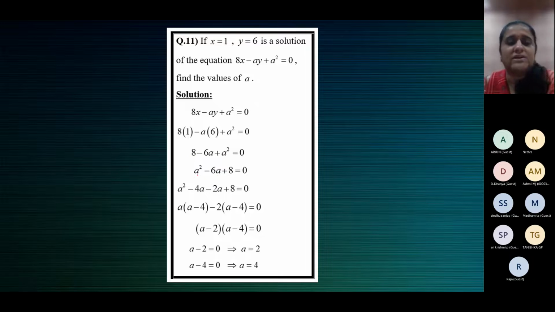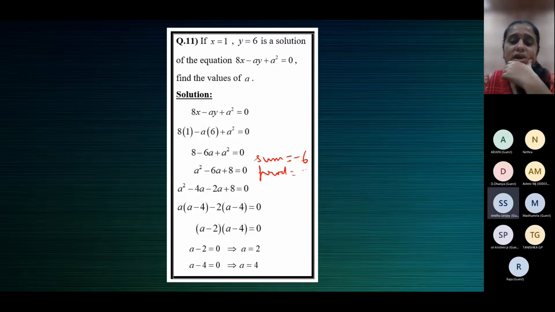Now we have written it in the correct order: a square term, a term, constant. Now solve this by splitting the middle term. Let me do this so that you know how to solve by splitting the middle term. So now the sum is equal to, what is the sum, children? Minus 6, ma'am. What's the product? 8, ma'am.